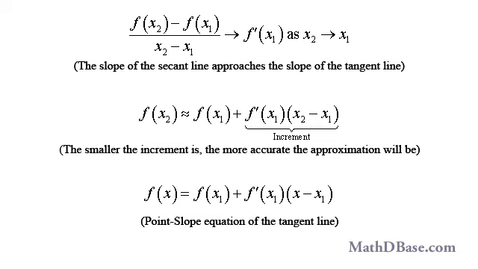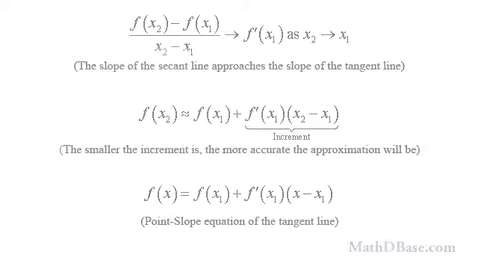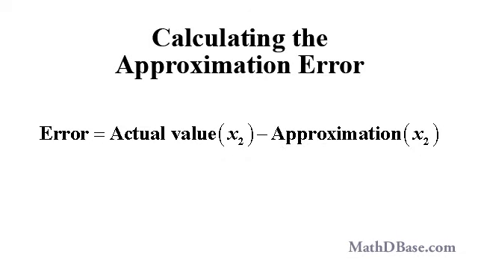This is the point-slope equation of the tangent line to f at x1, and using this formula, we're taking the y-coordinate of a second point on the tangent line at x2 as the approximate value of the function at x2. The error in using a tangent line approximation is calculated by finding the difference between the actual value at that second point and the approximated value there.